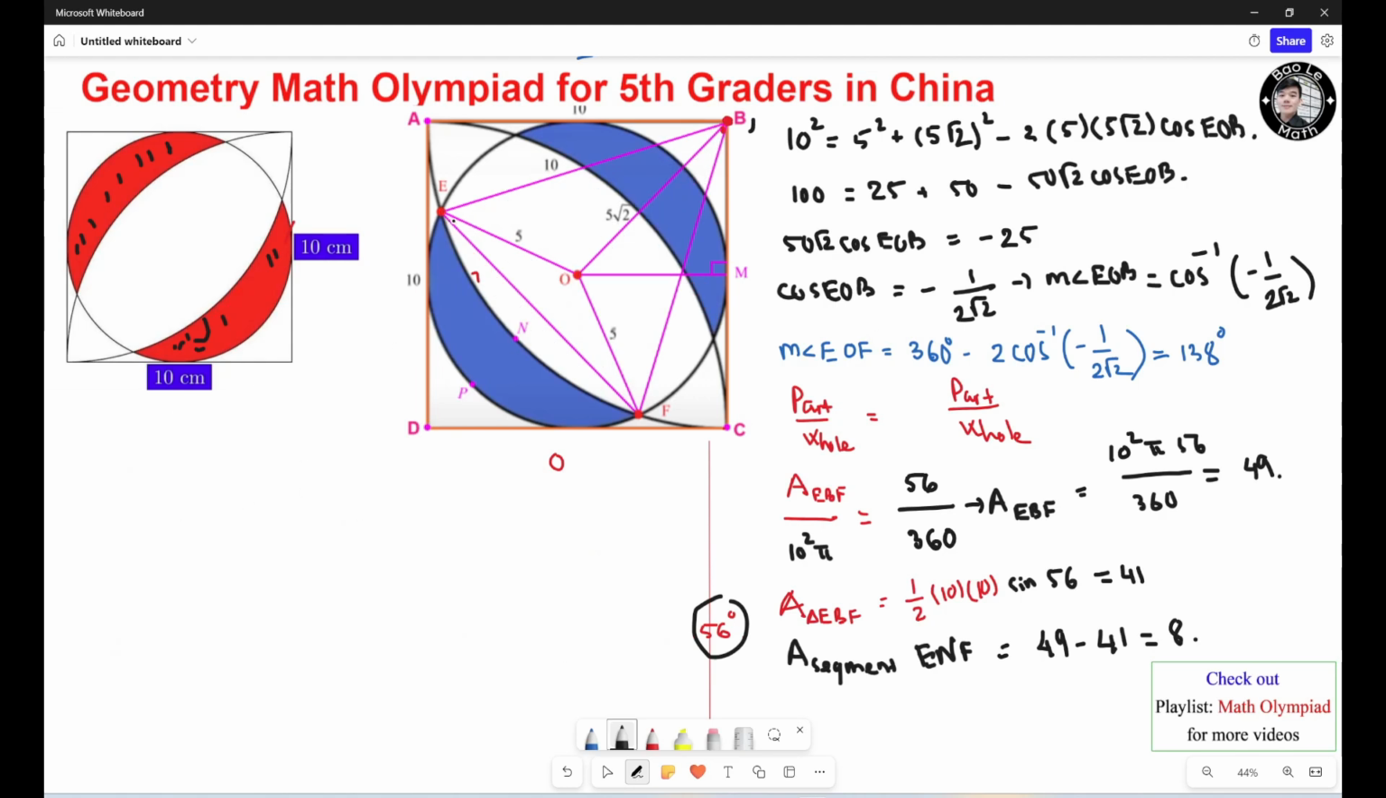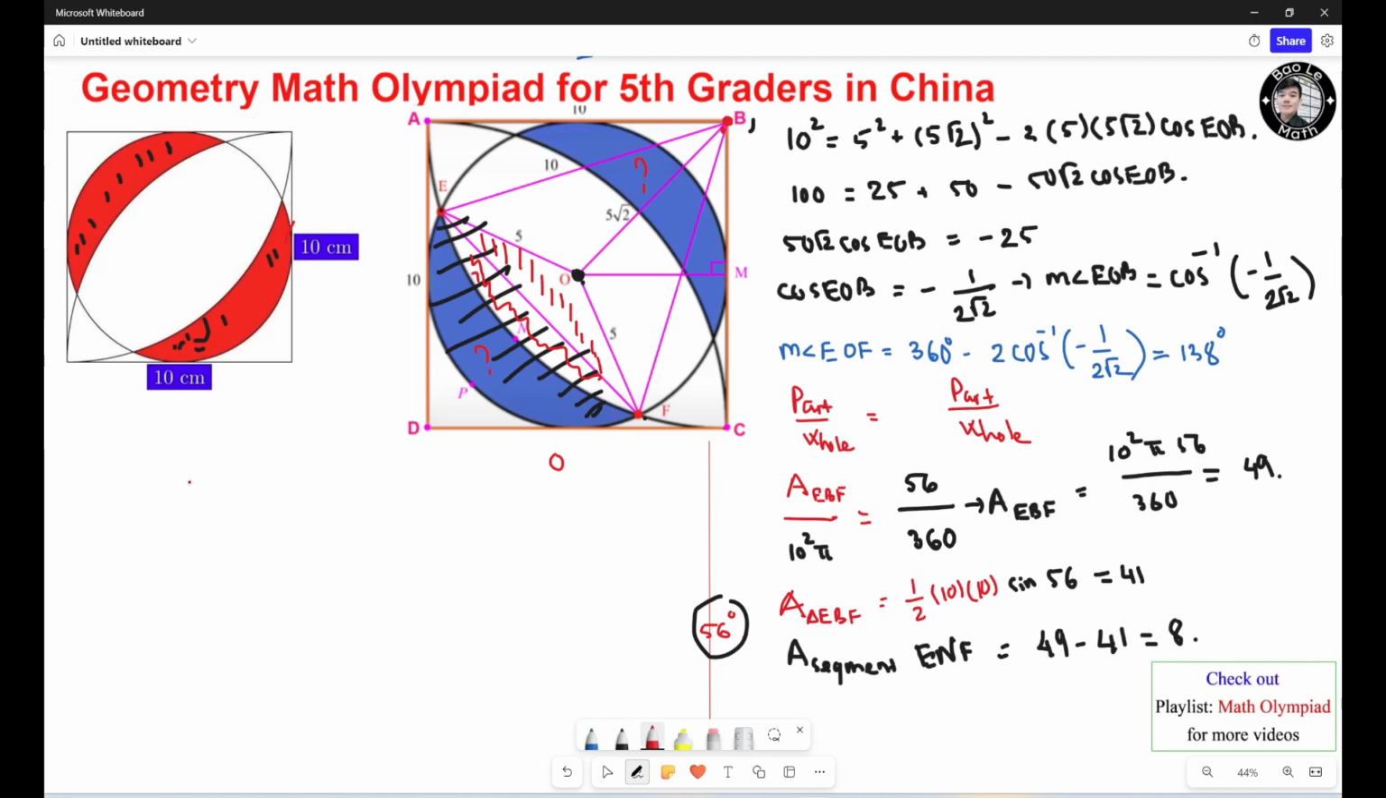All right, next we need to calculate the area of the sector EOF in the circle O right here. We need to calculate the area of this one, and then we subtract the area of the triangle right here, and then we subtract the area of the segment right here, and then we will get this one. And we multiply this one by 2, we get this one.